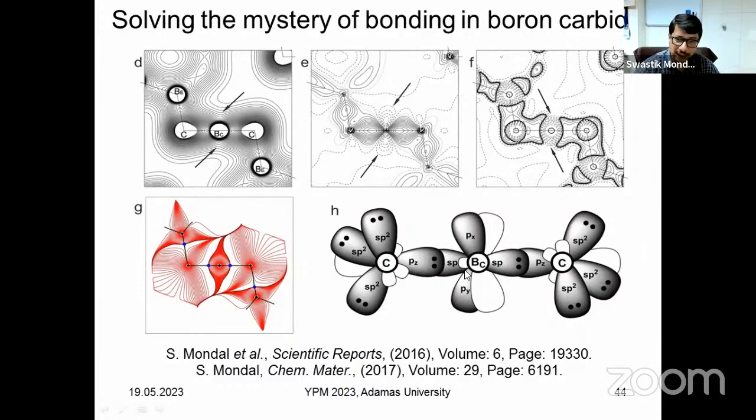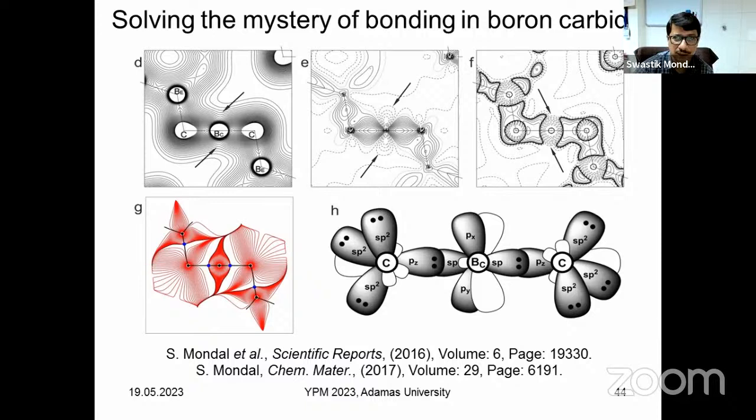So the central boron atom here, in principle, should have electrons here, but we found that there is no electron. These pictures portray that, and by these arrows we show the lack of electron density in those places where the p orbital is. That indicates that portion is devoid of electrons. So this portion is electronless.